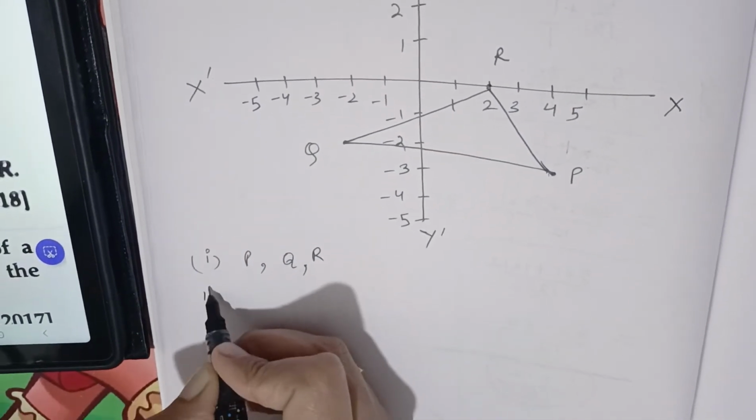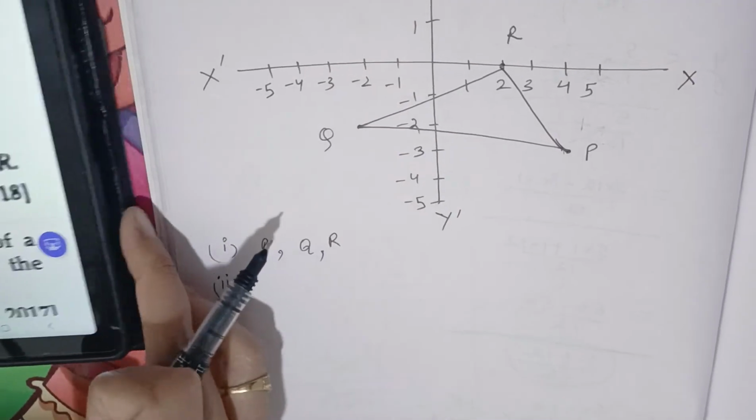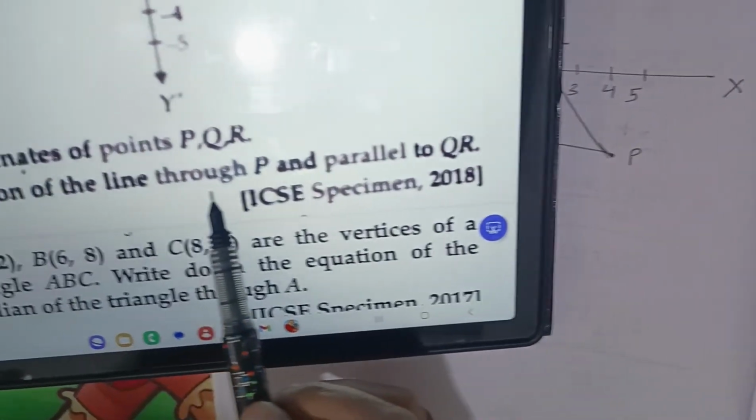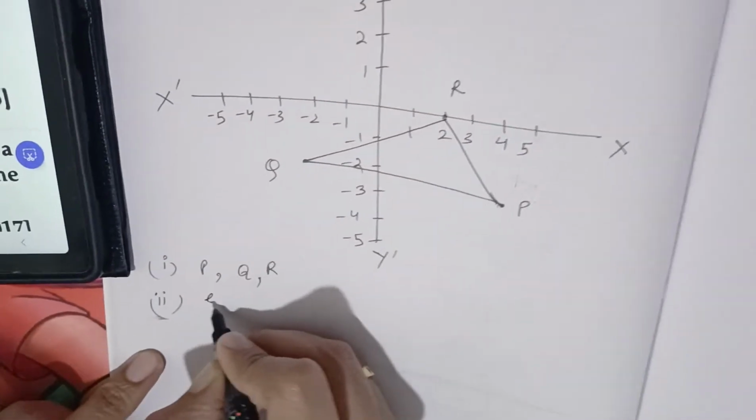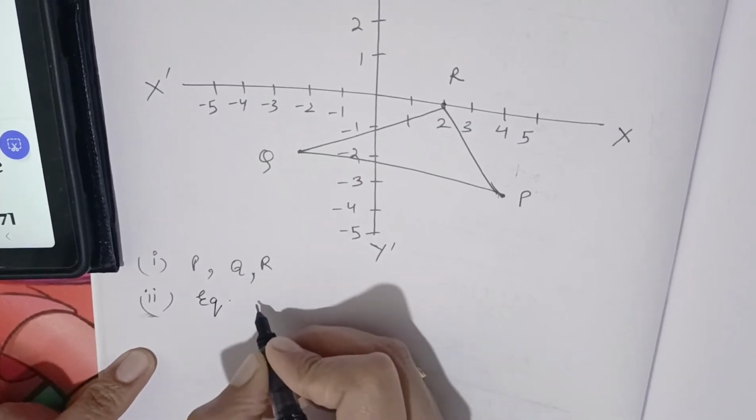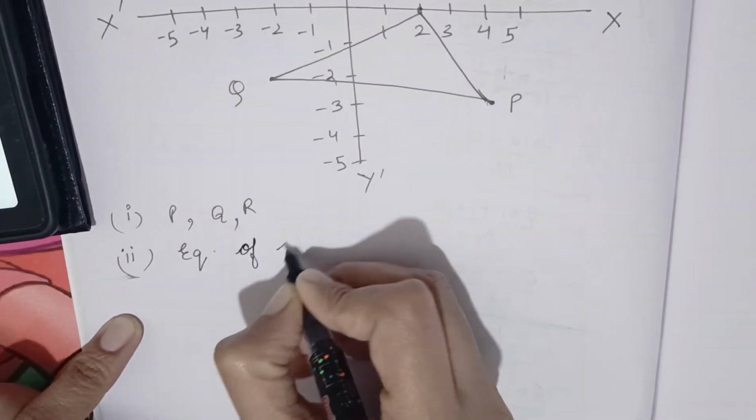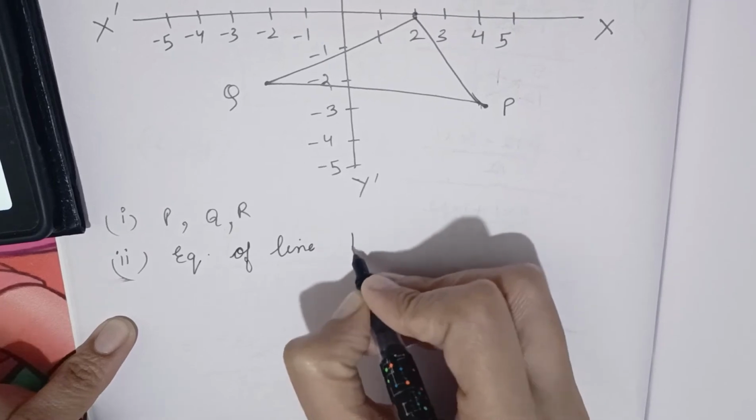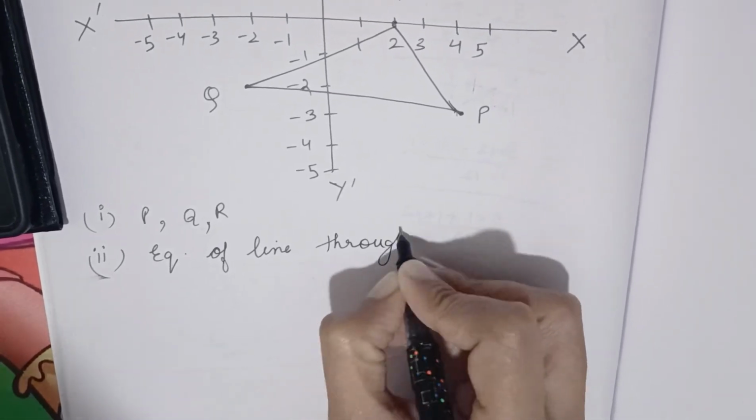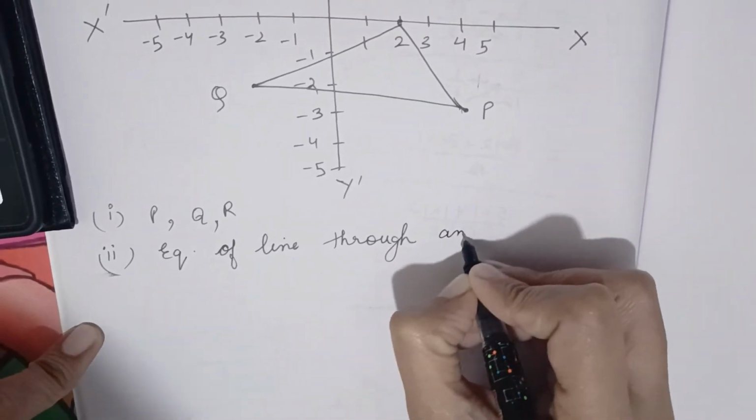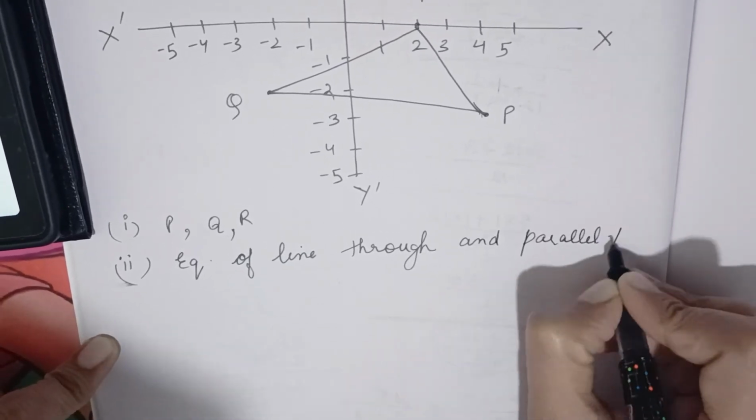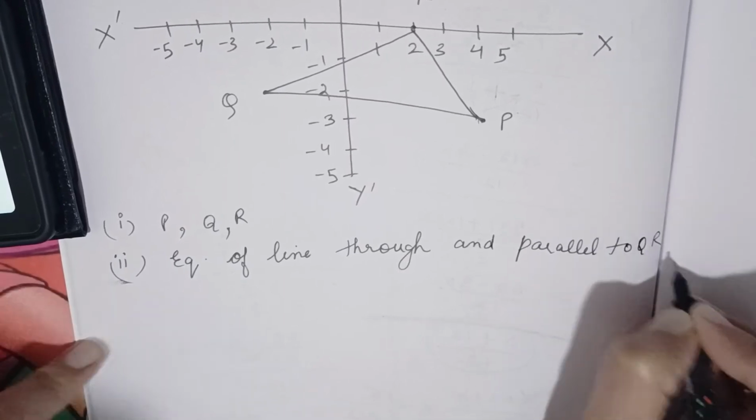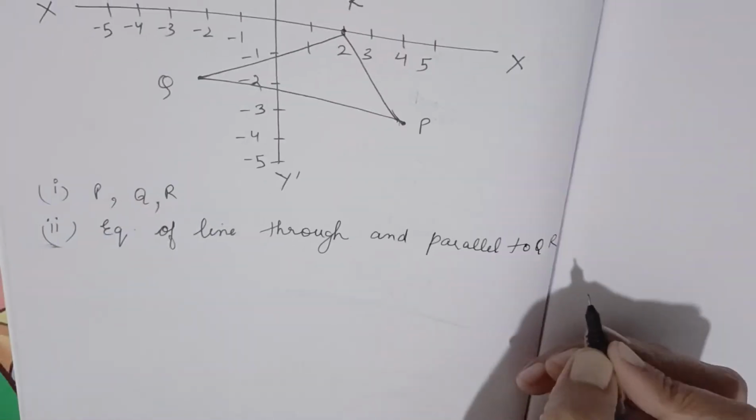Also, I'll write here, we have to find the equation of the line through P and parallel to QR. So we have to find the equation of a line through P. That means the line should pass through P and be parallel to QR. Okay, so let's start.